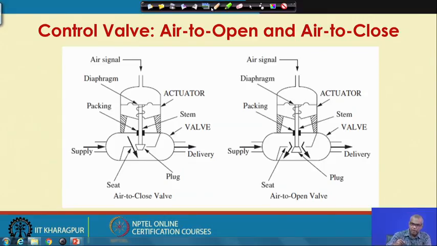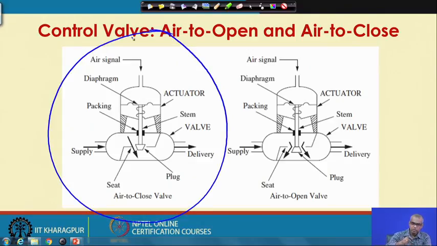Now, again look at this valve, which is air to close. Now, instead of putting the air signal here, if I put the air signal here, as the pressure of the air signal increases, the stem goes upward and the flow through the valve increases. So, instead of becoming an air to close valve, it now becomes an air to open valve.